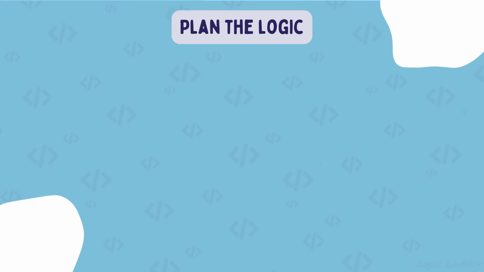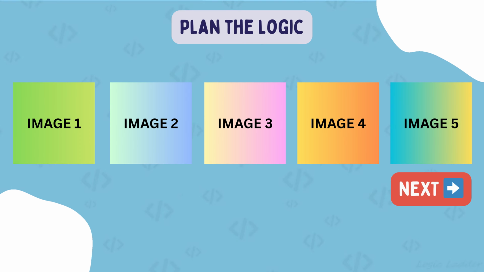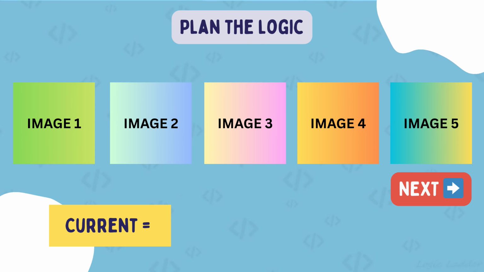Let's plan the logic and break it down so that you can understand how programming works. Before every programming, we first need to understand what we want to achieve. So, here for example I want 5 images in my slider. I will first need a variable to hold the information of my current image number. Let's say I am at image number 1, so I will store 1 in my current variable.